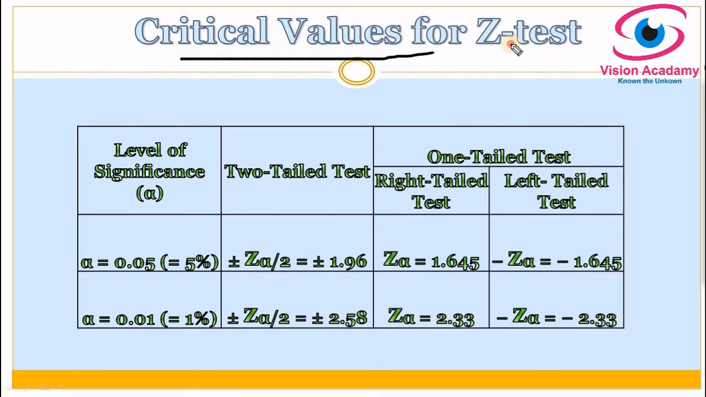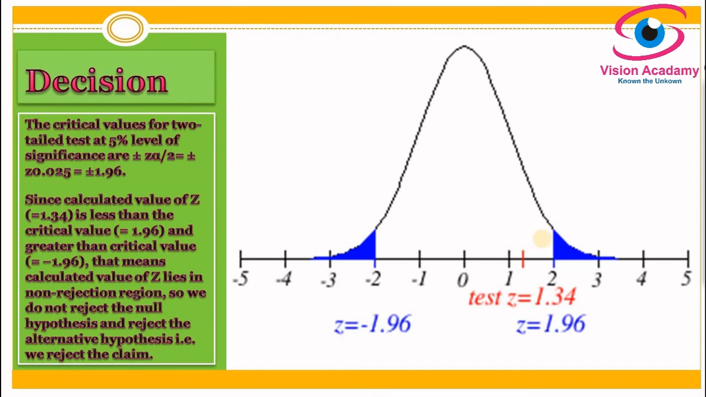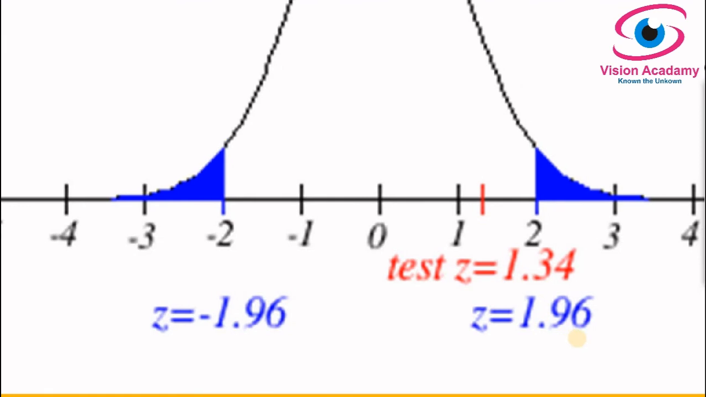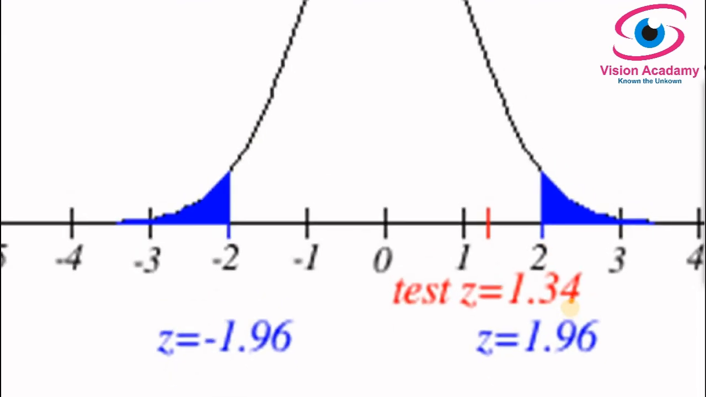Here are our critical values for the Z test. We know that our level of significance is 5%, and also we know that we are dealing with a two-tailed test because our alternative hypothesis is two-tailed. So our critical value for this problem is 1.96. Now we can plot this critical value on the graph so that we can take a decision by comparing with the test statistic. So here I have plotted all the data, the test value and the critical value, on this graph.